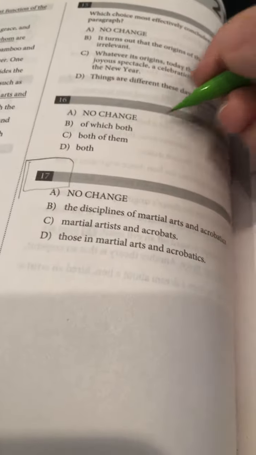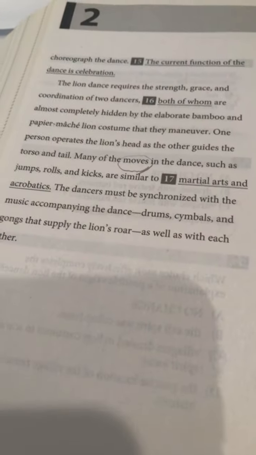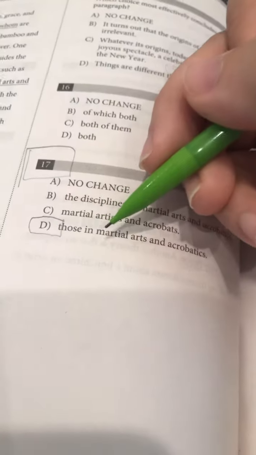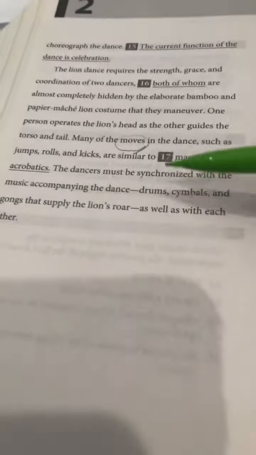So the way to fix this would be D, which reads this way. Many of the moves in the dance, such as jumps, rolls, and kicks, are similar to those in martial arts and acrobatics, meaning that the moves in the one are similar to the moves in martial arts.